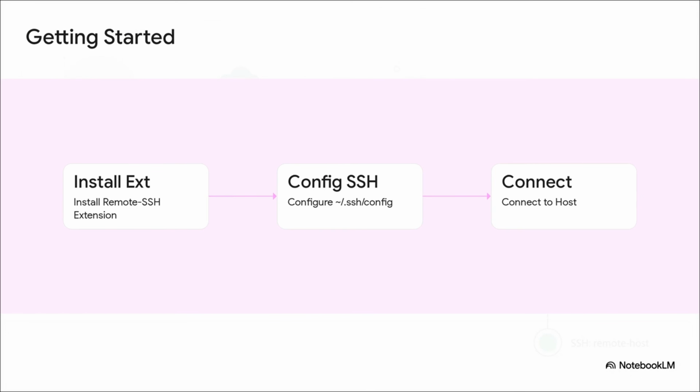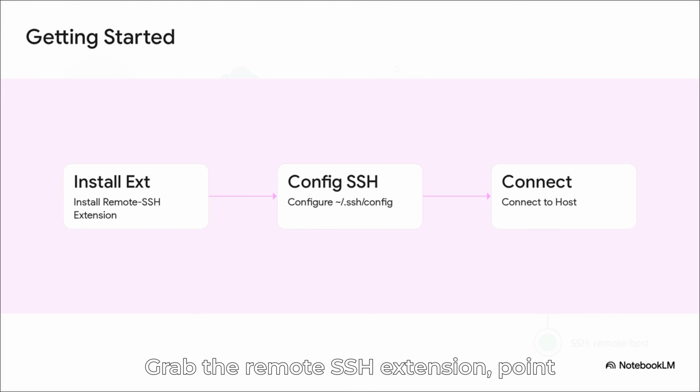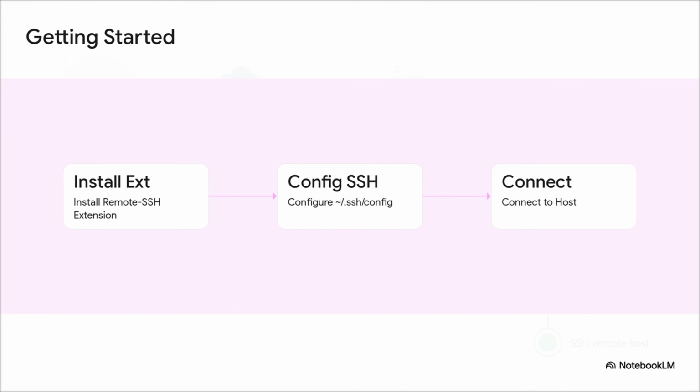And setting this up, it's honestly a breeze. Just 3 highly practical steps. Grab the Remote SSH extension, point it to your standard SSH config file, and connect to your host. That is literally it. No complicated server-side agents to mess with.